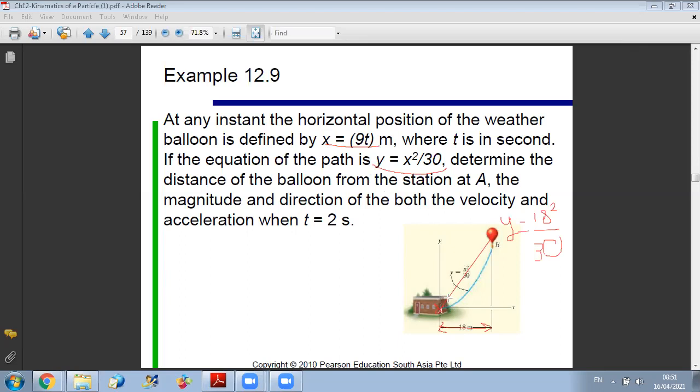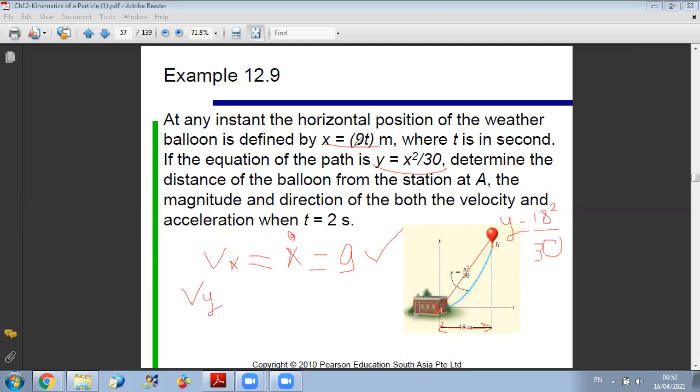Now, concerning the velocity, since x is a given function of time, first to get Vx, I only need to derive x with respect to time. So I say that Vx is x dot. So the derivative of 9t is 9. Then I got my x component for velocity. Now for the y component, I can do two methods.